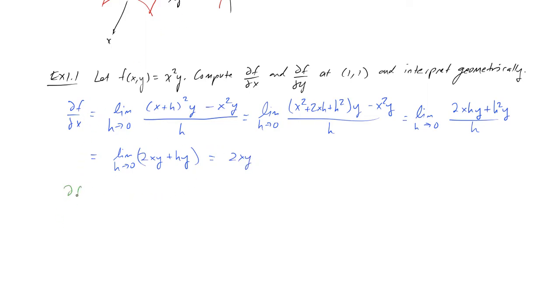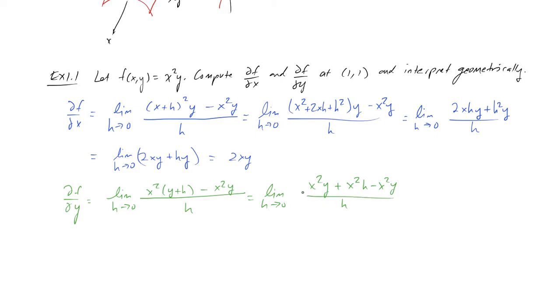Now let's do the partial with respect to y. Very similar. But instead of x being replaced by x plus h, we're going to have y being replaced by y plus h. And then we'll do the limit. So we'll get x squared y plus x squared h minus x squared y all over h. These cancel, and we're left with x squared h over h, which just becomes x squared.